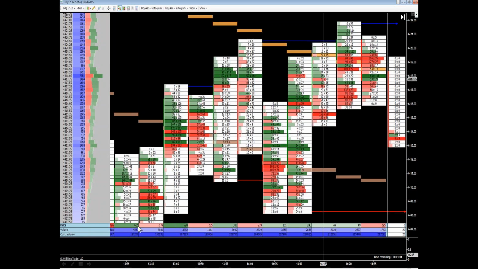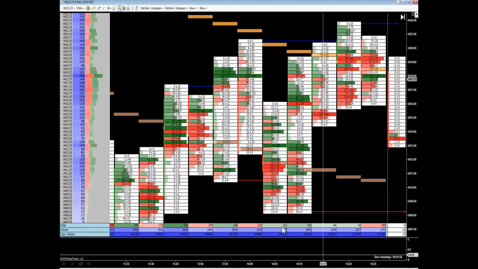So the delta, if you're not familiar, is the difference between the buy orders and sell orders. So let's say that you have 100 buy orders and 50 sell orders. You're going to have a positive delta of 50. So when it's a positive number, you've got more buyers, and when it's a negative number, you've got more sellers.